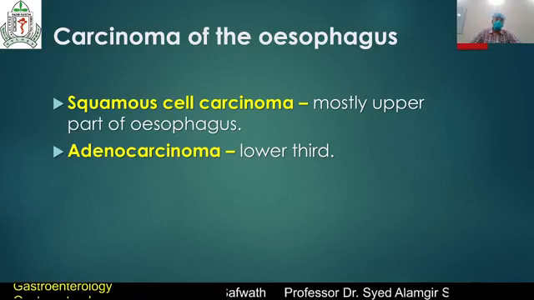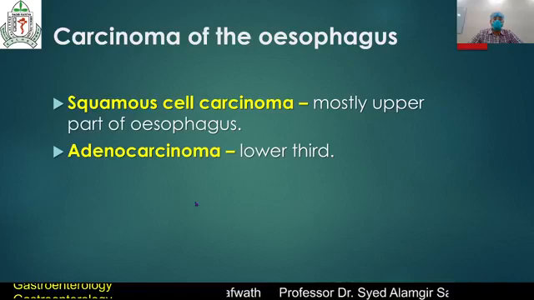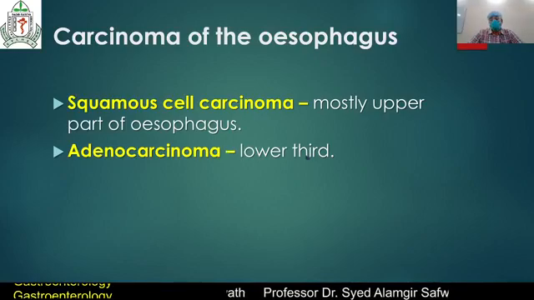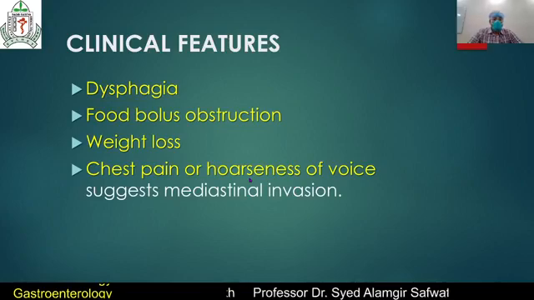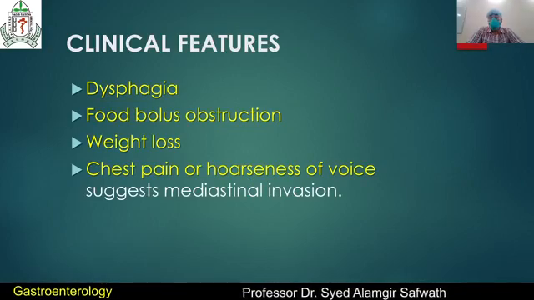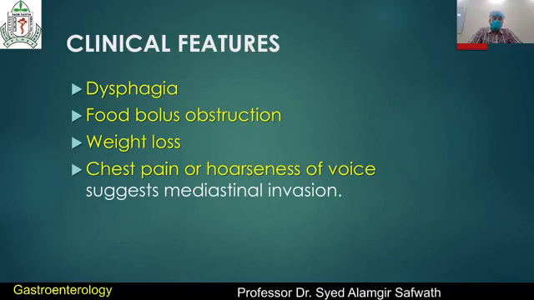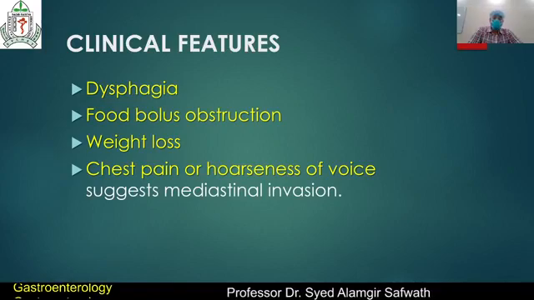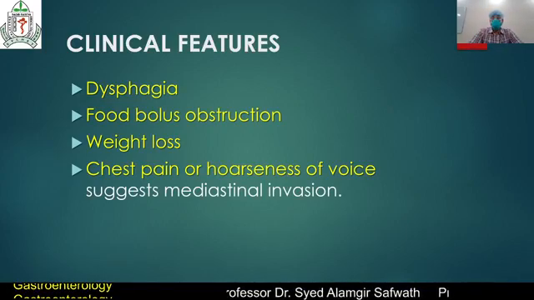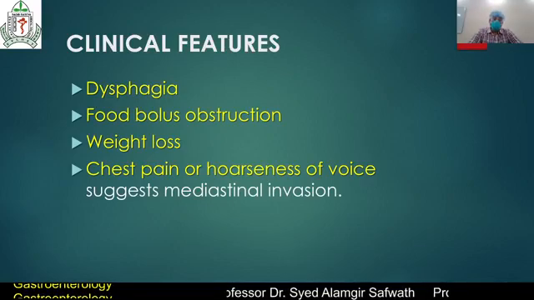So you can see the most of the upper part of the esophagus can give rise to squamous cell carcinoma, and adenocarcinoma can develop at the lower end of the esophagus. Patient will complain of dysphagia as a carcinoma causes luminal narrowing. So the patient will complain of dysphagia. Food bolus may get stuck in the esophagus. While taking food, the patient will complain that my food bolus used to get stuck in the retrosternal area.